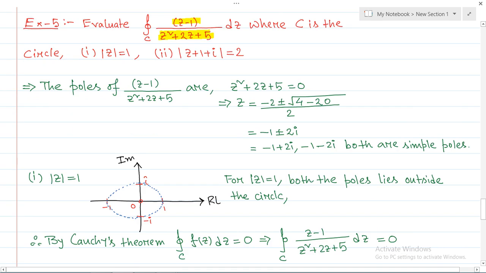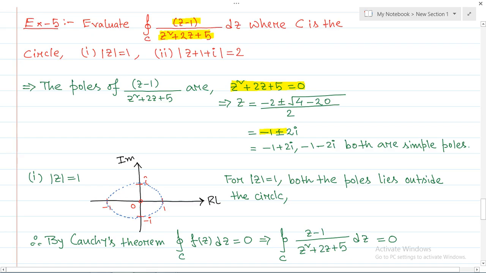So we have to evaluate the integral of (z minus 1) upon (z square plus 2z plus 5). Here we see that the denominator is not given in factorized form, so we have to factorize it. We apply the Sridhar-Acharya formula to find the values of z for which z square plus 2z plus 5 is going to be 0.